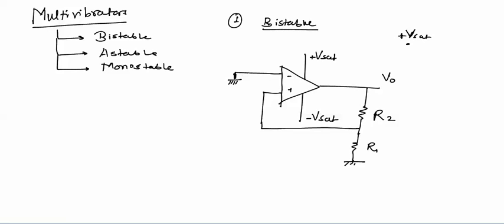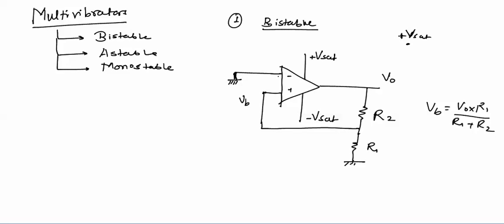The circuit is much like a Schmitt trigger, but in this circuit we have this input grounded. Now if we calculate this voltage VB, then VB comes out to be V0 into R1 upon R1 plus R2. There is no reference voltage, so V0 into R1 upon R1 plus R2. This is the equation for VB. Now we don't know the value of VB here.